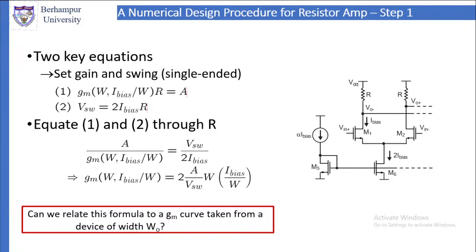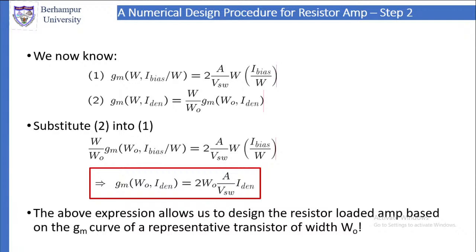Now the next question is, once we get this, can we relate this gm equation to a gm curve taken from a device of standard width W0? If we take a standard width W0 for that gm curve, can we relate this formula? Let us see whether we can do that. The first equation we have already seen: gm(W, I bias by W) is equal to 2 A by VSW into W into I bias by W. Then gm(W, I density) is equal to W by W0 times gm(W0, I density). This equation we saw when we found the equation for gm. So we know these two equations.